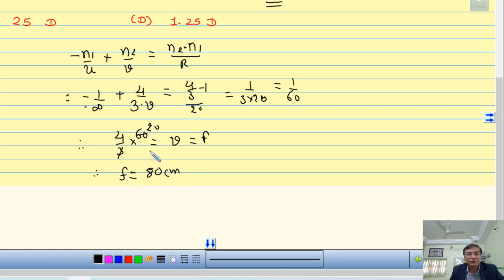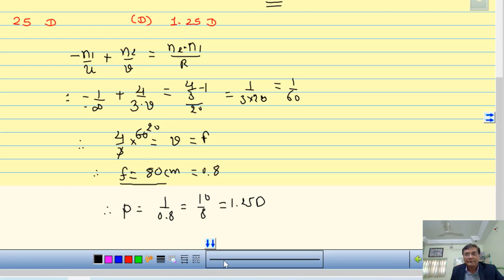Okay, and we want, sorry, we want power only. So this is actually the focal length, and therefore D, which is P, is equal to 1 upon f. So 1 upon 0.8, because it is in centimeter. Only if we convert centimeter to meter will our answer come in diopter. So this is 10 upon 8, so it comes out to be 1.25 diopter.